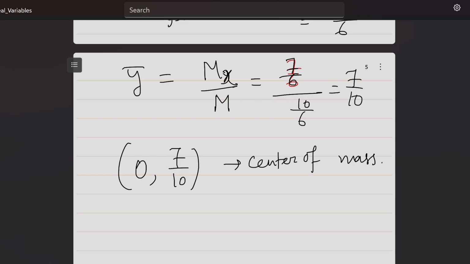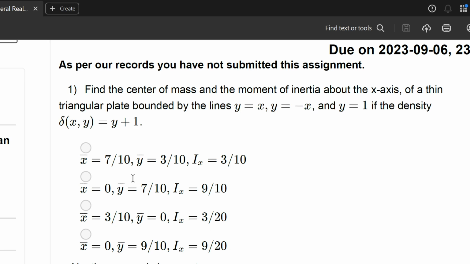So let me show you first what is the answer. It is saying x is 0, y is 7 by 10. That is correct. But I have to find moment of inertia also.